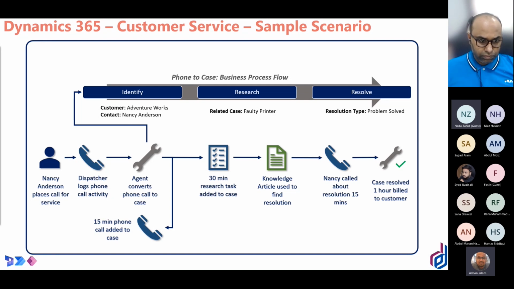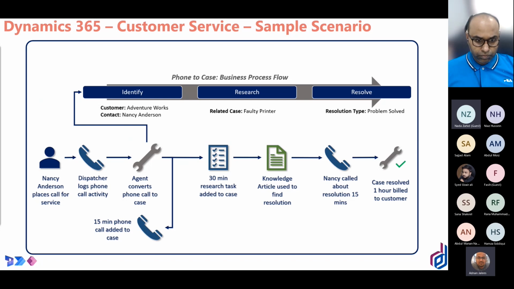In this case, Nancy is going to place a phone call for a service, and that phone call, with the dispatcher, the phone call activity, is going to be logged there. Now it might be possible the IVR system is enabled. If it is enabled, the system will also track all the information there, or the agent who is receiving the call is just going to fill up the information.